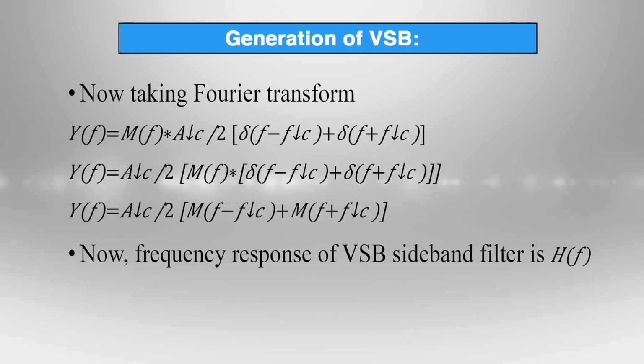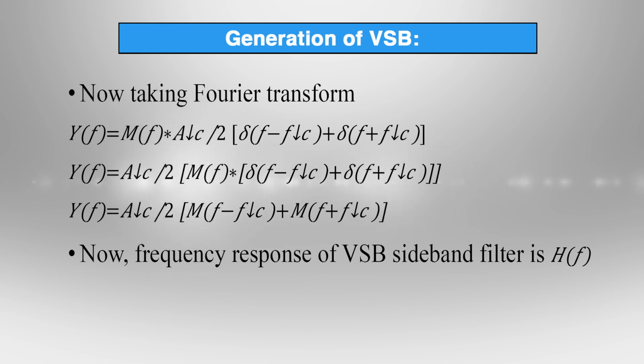Now, taking the Fourier transform of the above equation, this equation becomes Y(f) equal to the convolution of M(f) with Ac/2 times [δ(f − fc) + δ(f + fc)], or it can be written as Y(f) equal to Ac/2 times the convolution of M(f) and [δ(f − fc) + δ(f + fc)], or it can also be written as Y(f) equal to Ac/2 times [M(f − fc) + M(f + fc)].